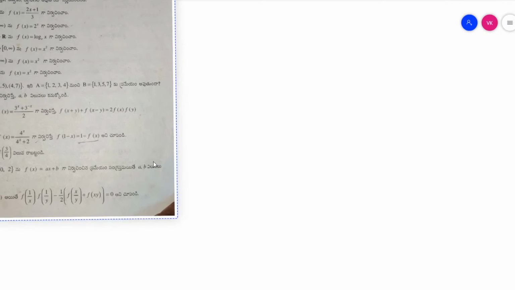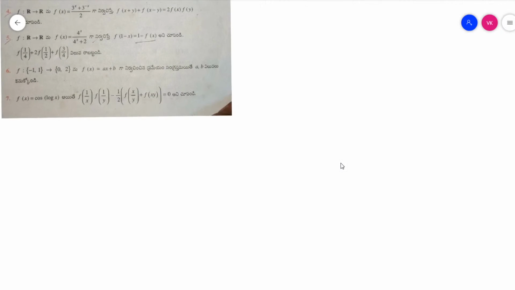Let's go for the fifth question. The fifth question is given that f maps R to R and is defined as f of x is equal to 4 power of x by 4 power of x plus 2. Then show that f of 1 minus x is equal to 1 minus f of x.